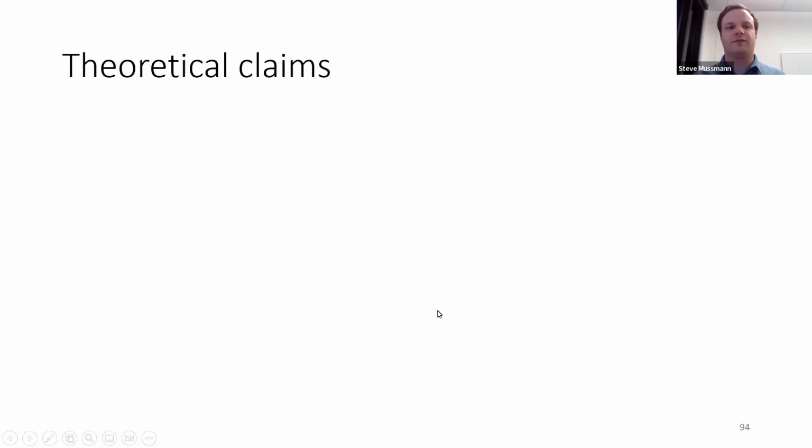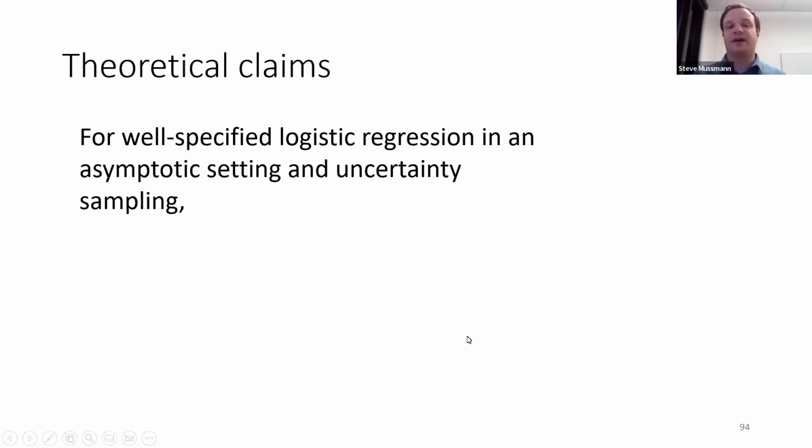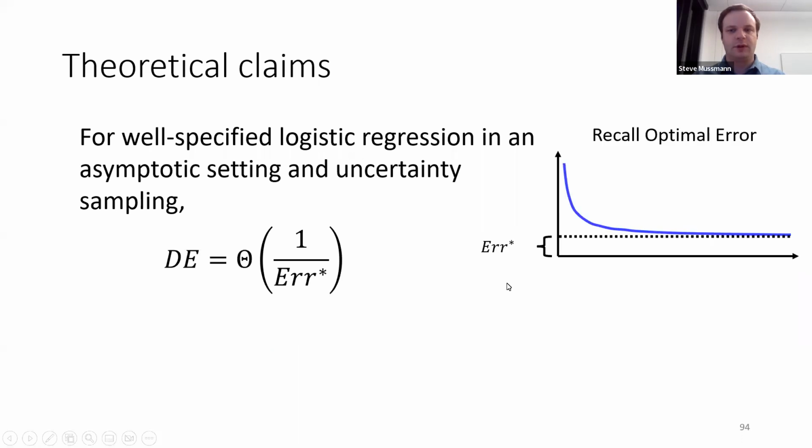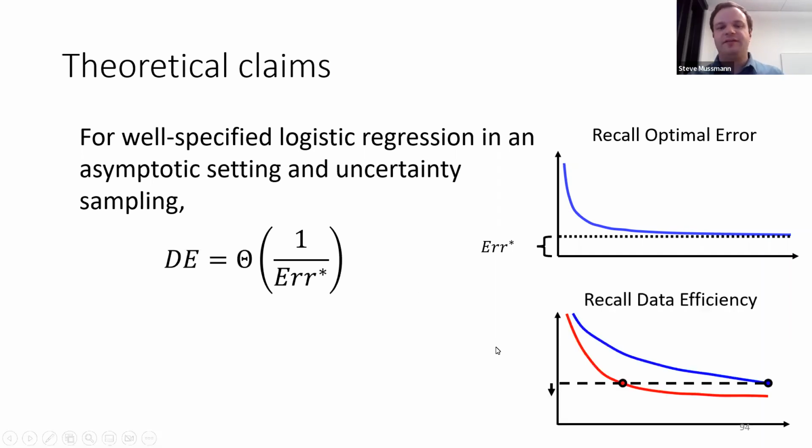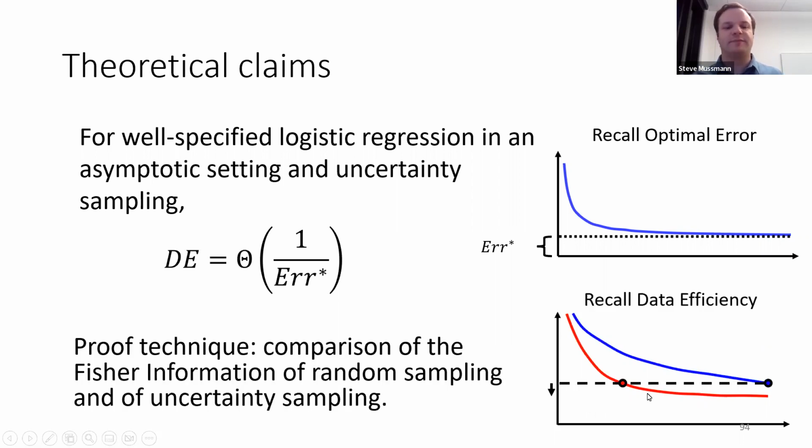We also have a theoretical result for this, that for well-specified logistic regression in an asymptotic setting, the data efficiency indeed goes as 1 over error star. So recall that error star is the asymptotic value of the blue line, random sampling, as we get infinite labels. And the data efficiency is computed as this performance drops to the error star. So this is what I mean by an asymptotic setting. And the proof technique involves a comparison of the Fisher information of random sampling to that of uncertainty sampling.